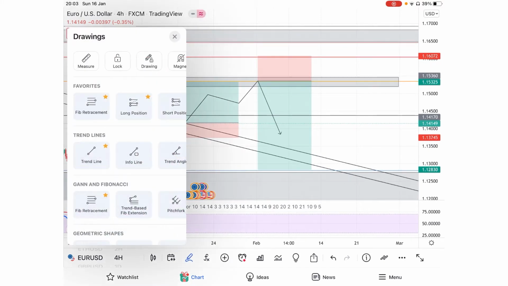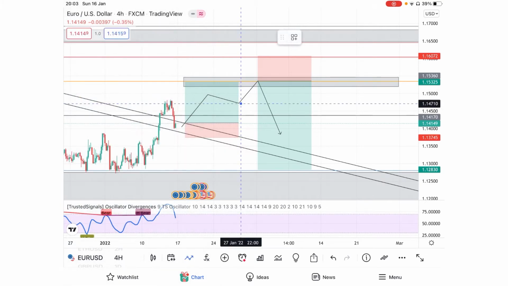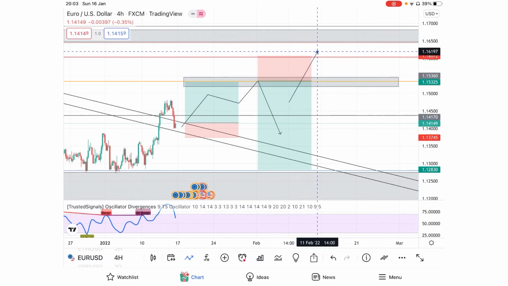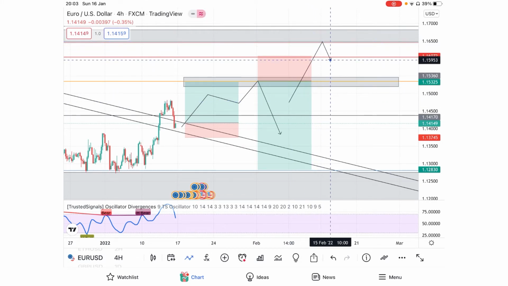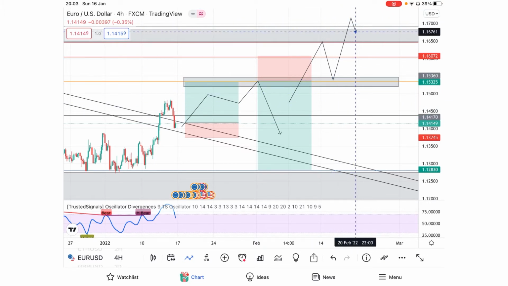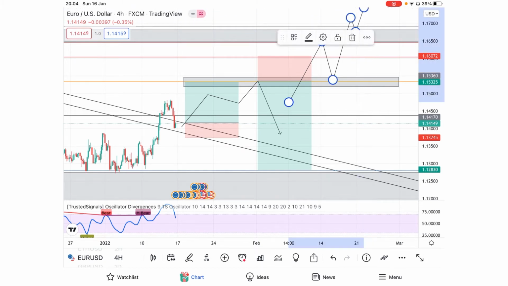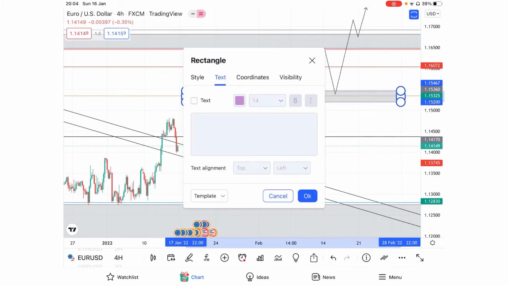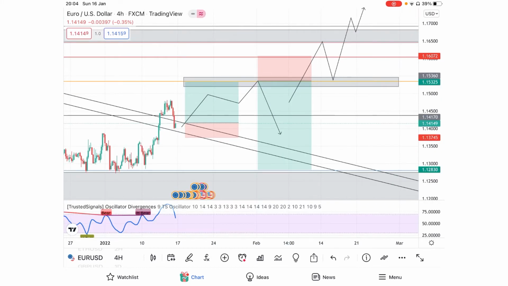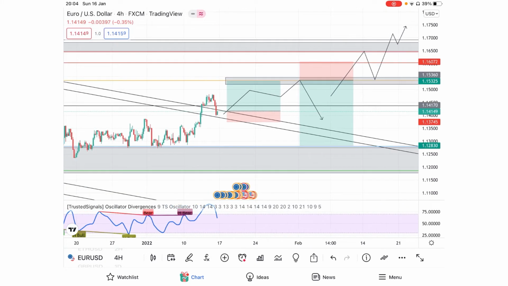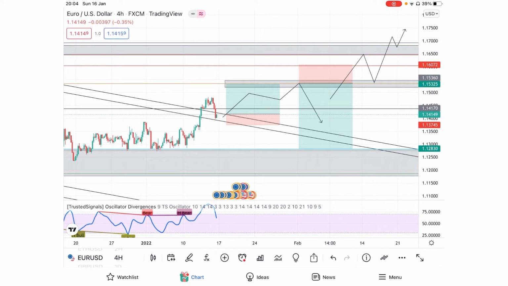And the third one could be this one. If price comes to the previous lower high, you can either enter a sell right here and then go straight down, or it can go up, and then if it breaks and retests, you can enter a buy right here and go long. So these are the possible entries for EURUSD in my opinion.